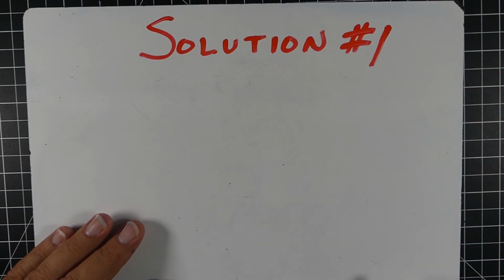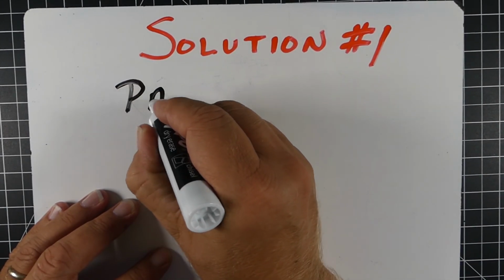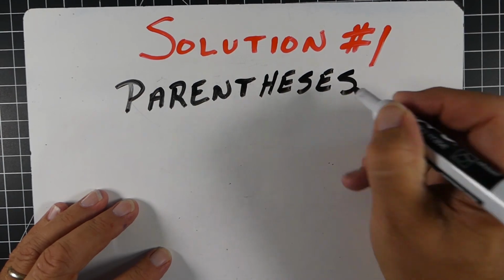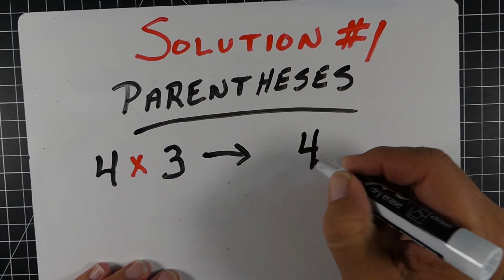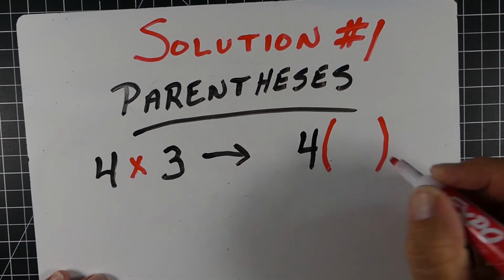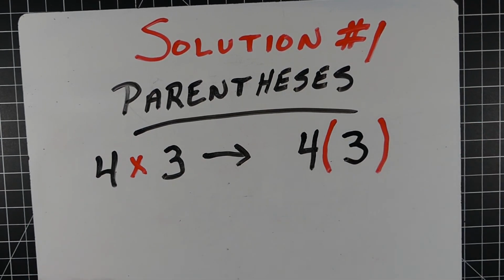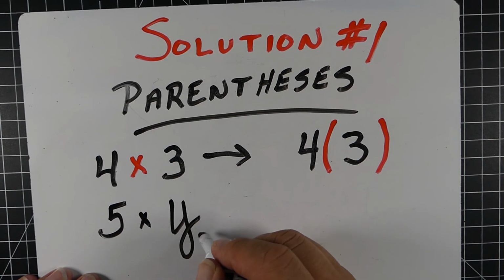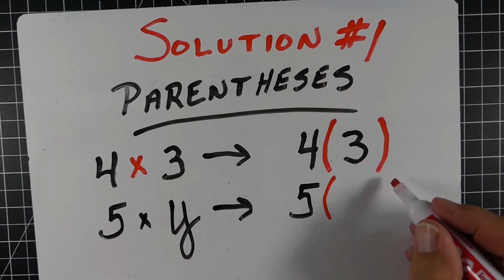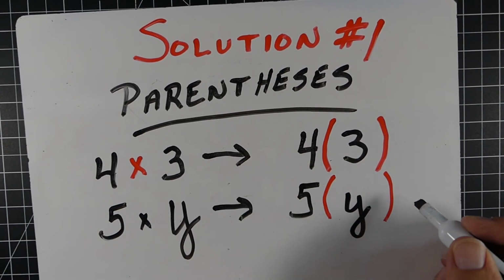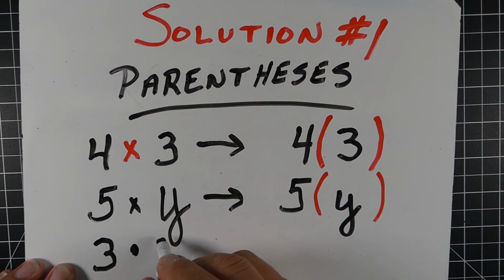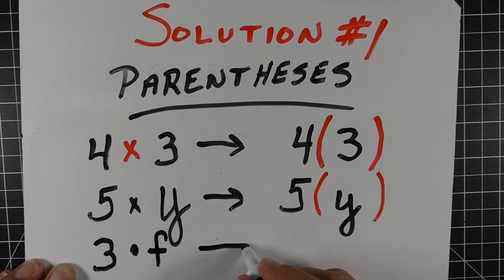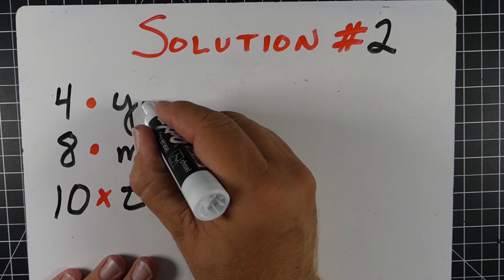So there's a couple of solutions. Number one, we're going to write it with parentheses. On problems like 4 times 3, we'll just put the 4 on the outside of the parenthesis, 3 on the inside. If the number is next to a parenthesis, it means we're multiplying. So in this next example, we'll put the 5 outside the parenthesis and the y goes on the inside. So 3 times f, the 3 would be on the outside, the f is on the inside.